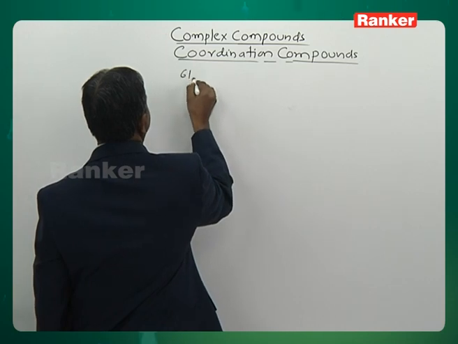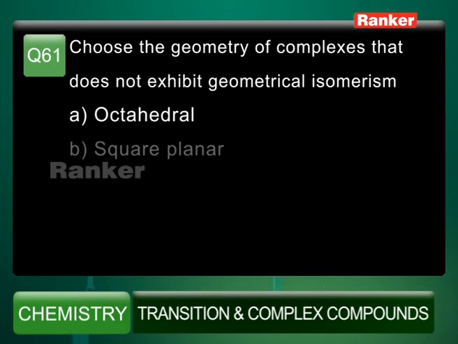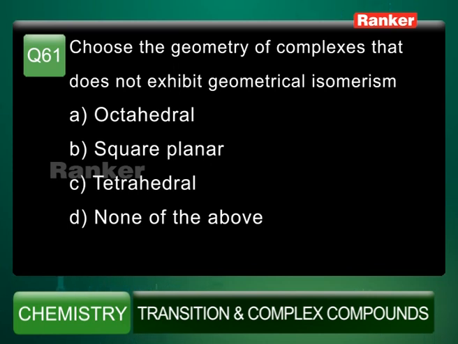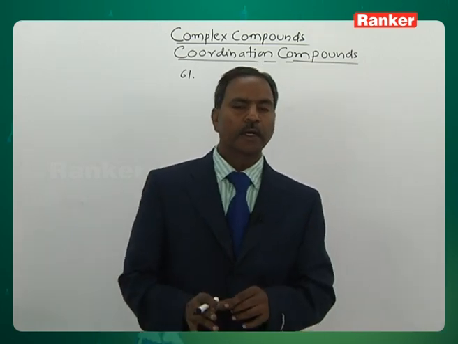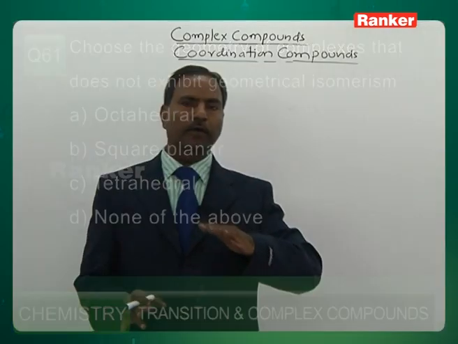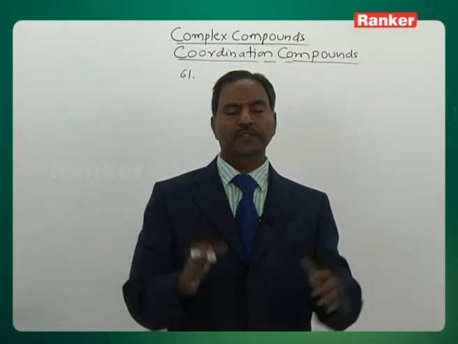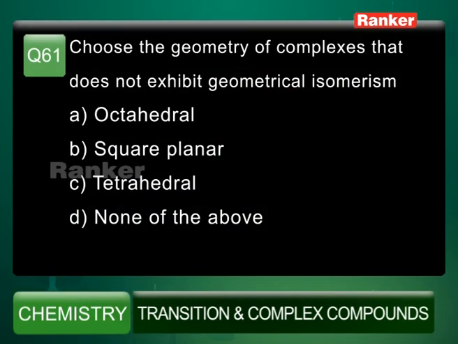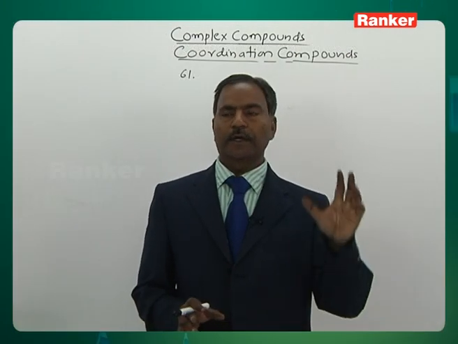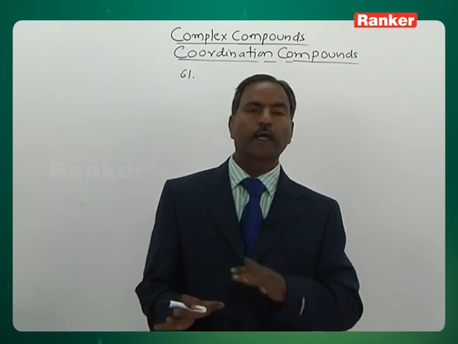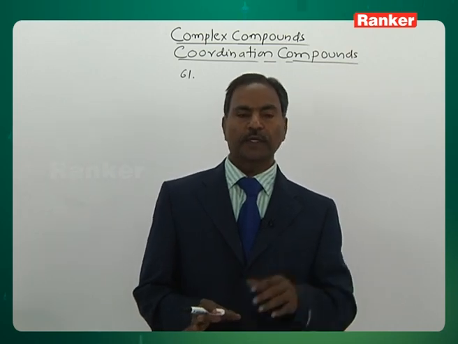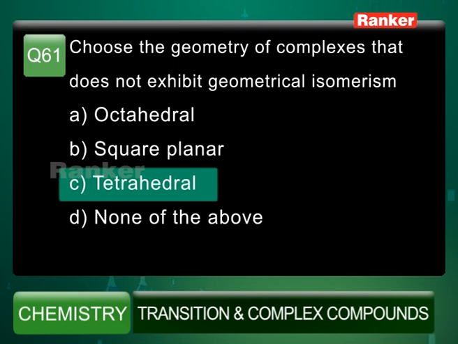Question number 61. Choose the geometry of the complex that does not exhibit geometrical isomerism. Which geometry cannot exhibit geometrical isomerism? Coming to A, octahedral geometry, yes, octahedral geometry exhibits geometrical isomerism. Cis-trans is possible with this octahedral geometry. Coming to square planar, thoroughly discussed. Square planar geometries exhibit geometrical isomerism. Cis-trans you can write. And option C, tetrahedral. Yes, remember tetrahedral geometries cannot exhibit geometrical isomerism, as that particular geometry is not planar, and therefore that cannot exhibit this geometrical isomerism. So here question number 61, the answer is C.